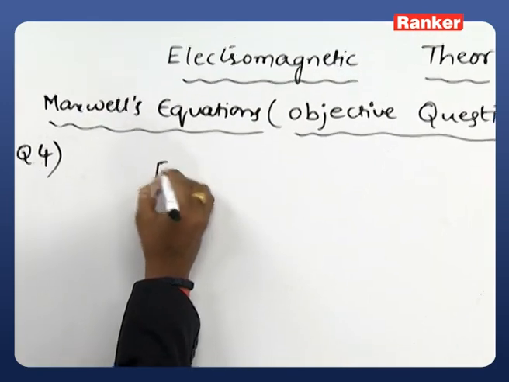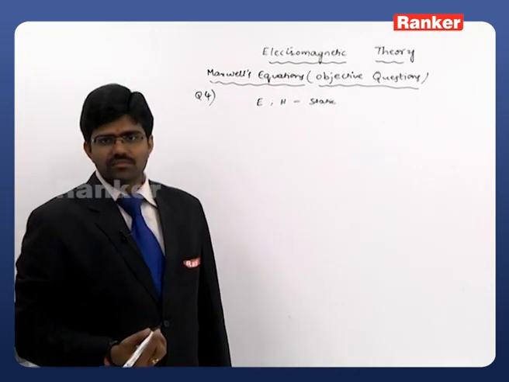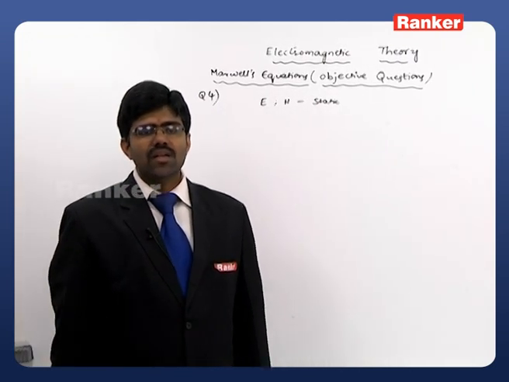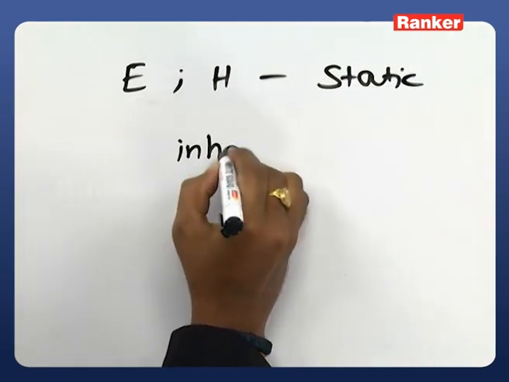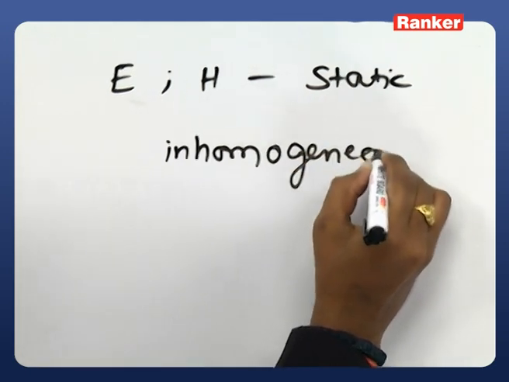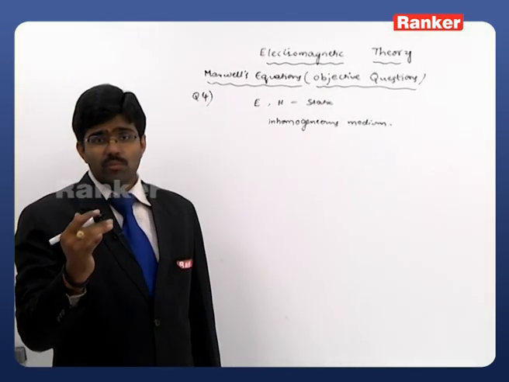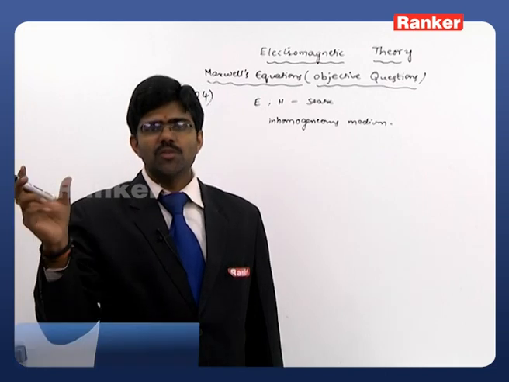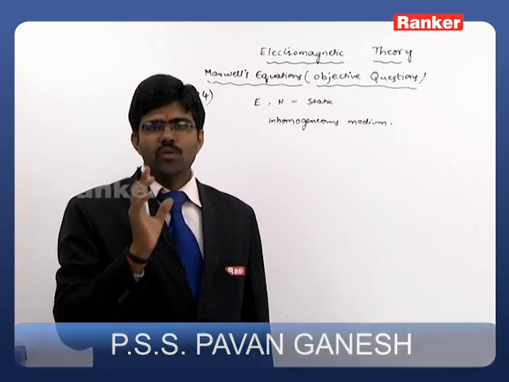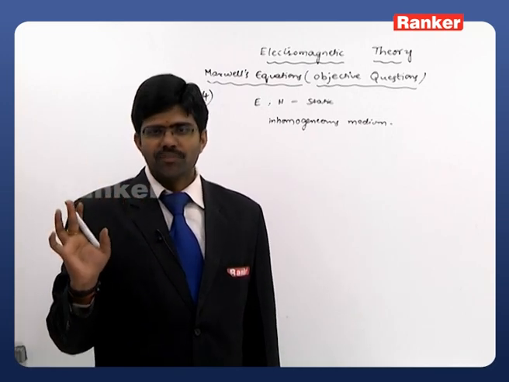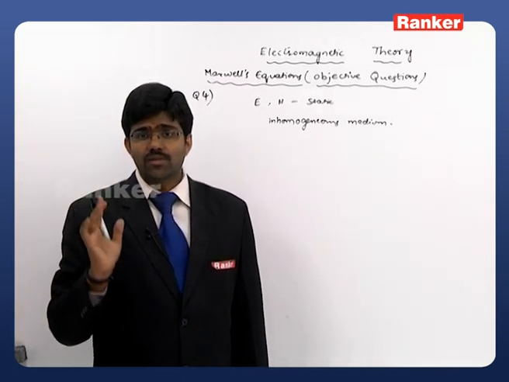The E and H are given for static fields, a static electric field as well as a static magnetic field. And the medium we are considering is an inhomogeneous medium. Since it is inhomogeneous, remember that epsilon and mu will depend purely on the spatial quantities. It is not a homogeneous medium, so we are not supposed to take them out of the ∂/∂t operation or the del operator as we wish. Remember that point also. So which of the following represents the correct form of Maxwell's equations?